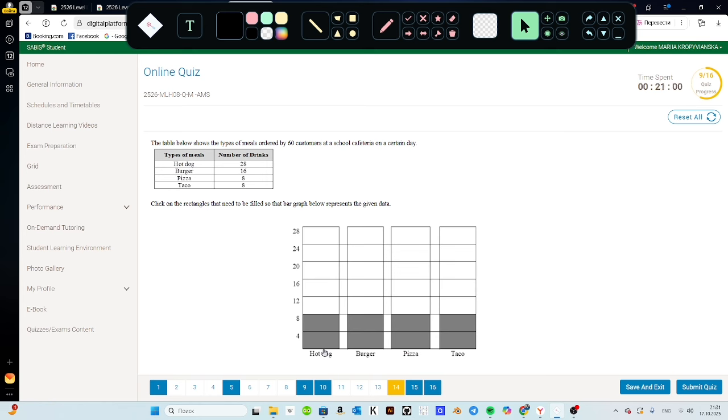Next one, so click on the rectangles that need to be filled so the bar represents the given data. So hot dog, burger, pizza, and taco. We know that hot dogs is equal to 28, so we color in all of them. We just look at the number of drinks, and that's it. Now burger is 16, so 1, 2, 16. Pizza, 8 stays as it is, and tacos 8 stays as it is.